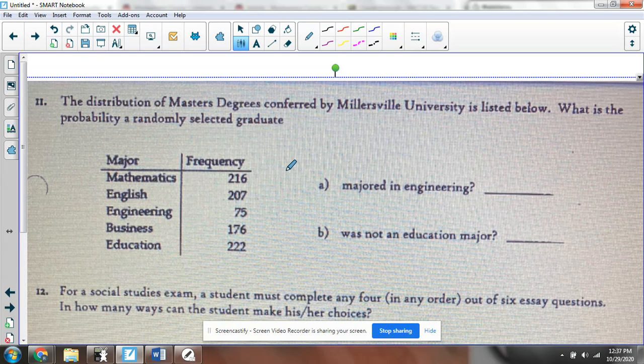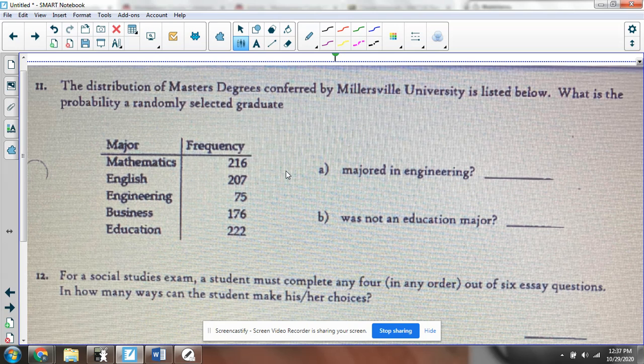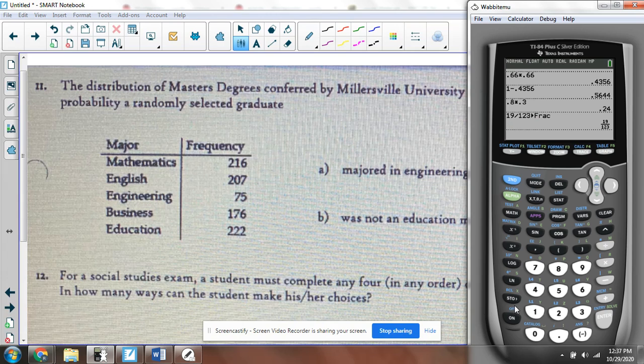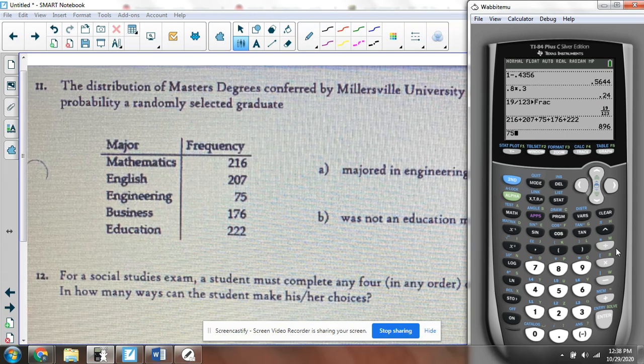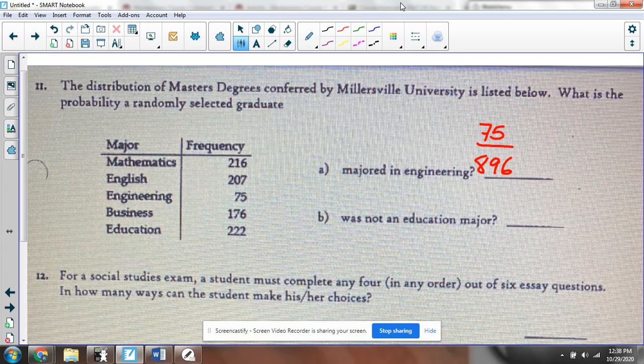I know I'm going fast, but the distribution of master's degrees conferred by Millersville University is listed below. What is the probability of a randomly selected graduate majored in engineering? That's just the number of engineering majors, 75 over the total. You have to add them up. 216 plus 207 plus 75 plus 176 plus 222. 896. So then we do 75 divided by 896. Math, enter. That's it, doesn't reduce.